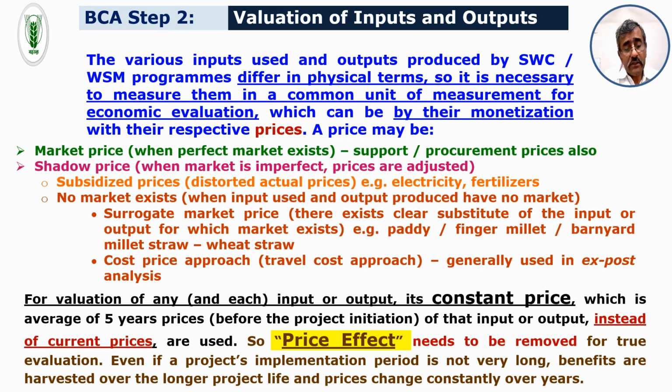Now, investment, as already said, involves a long period, that is, many years, and over those years the prices will change constantly. That change in prices is not because of that one watershed management project, but because of the general economy of the country. So if we use those prices, then the benefits and costs will be inflated, not because of the watershed management project, but because of the general economy. So constant prices have to be used, and the price effect has to be removed.